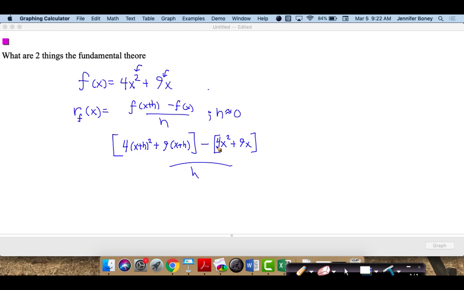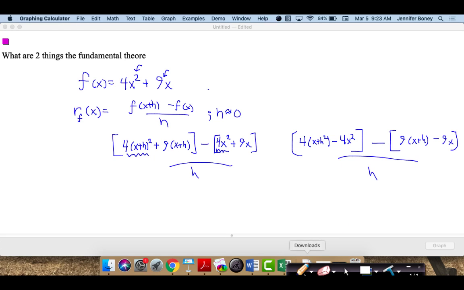You can maybe see, between the first and the second halves of this numerator, when I expand this, I'm going to be able to subtract out that from it. Or just rearranging a little bit, 4 times x plus h squared minus 4x squared, and then 9 times x plus h minus 9x. I just rearranged the numerator a little bit. Would you agree that that numerator is algebraically equivalent to the first, that these two are the same? Just kind of writing the subtraction differently.